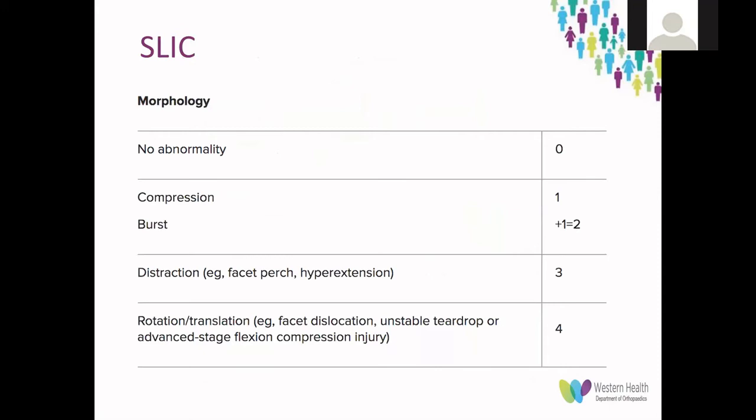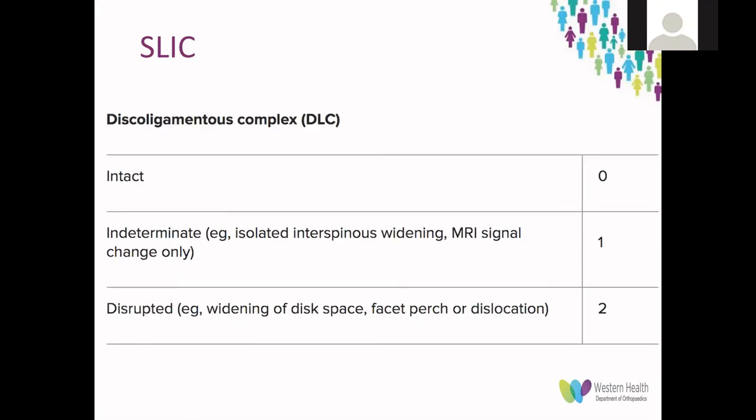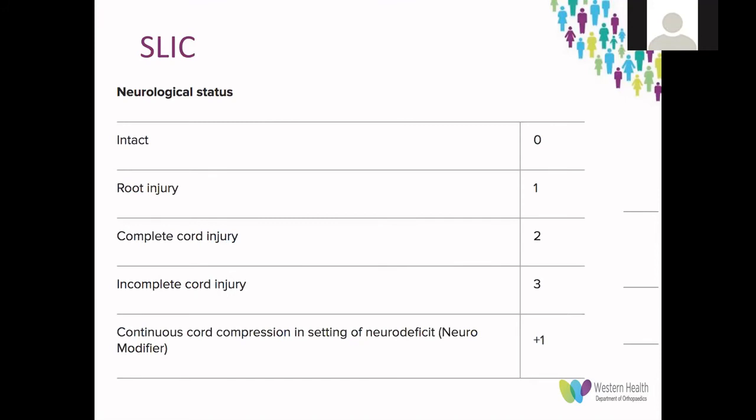So SLIC is a newer system, and it helps because it provides a scoring system which aids in guiding management, whether this patient can be managed operatively or non-operatively. It takes into account morphology, disc and ligament injury, and also the neurological status of the patient. So the morphology of the fracture or injury: no abnormality, compression or burst, distraction injury, or rotation translation significantly increases your score. Moving on to the next part of SLIC, the disco-ligamentous complex: if it's intact, 0; intermediate changes, 1; or completely disrupted with widening of the disc is a 2. And the third part of the classification system is the neurological status of the patient, which is clearly very important. And you can see the scoring system here.